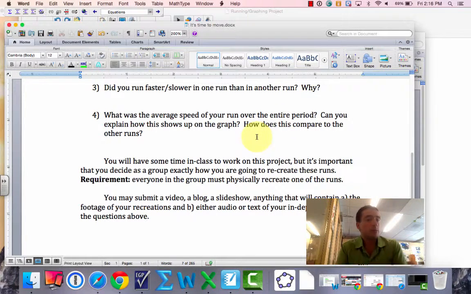And so how are you going to submit this project? I don't really know, to be honest. But I'm thinking either a video or a blog or a slideshow, some sort of presentation, anything at all that contains the footage of your recreation. So you can say, like, listen, look, here's the graph and here's the video of us recreating it. That would be helpful. And then some sort of either text, you can write out all of your explanations, or audio, you can speak it out or record yourself speaking, whatever you want, just so that you can kind of relay that in-depth discussion of the footage that you made.